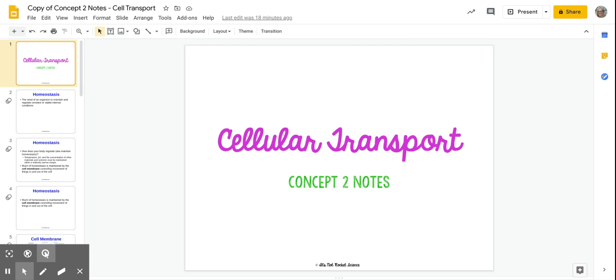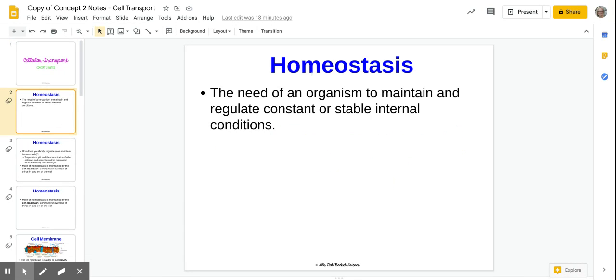We've been talking about the cell and all the parts of the cell. Now we're going to really look into how cells get things in and out of itself. And this is very important because of a concept called homeostasis. Homeo means stable. So organisms need to be able to maintain a balance, a stable internal environment.